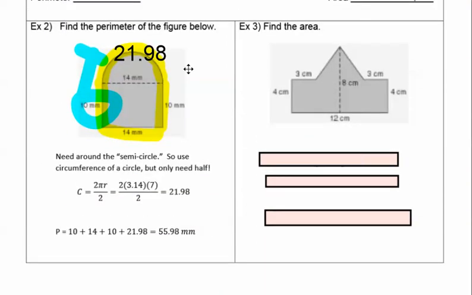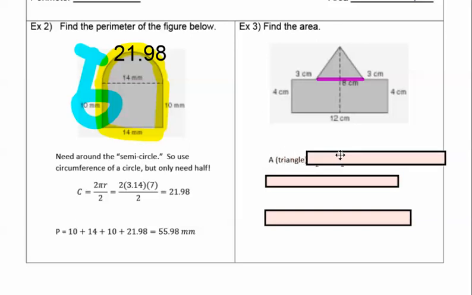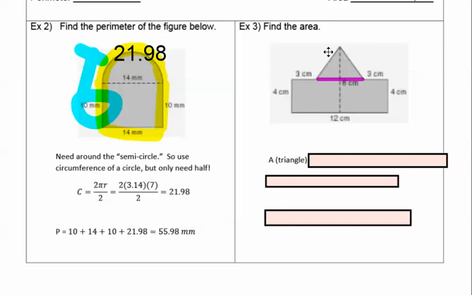All right, let's look at this next guy. If we want to find the area of this guy, again, your first step is to cut it into pieces that we already know. I see that we have a triangle, and then we have a rectangle. For area of a triangle, your formula is 1/2 times base times height. Now, if you look at the formula sheets, the base and the height have to make a 90-degree angle.